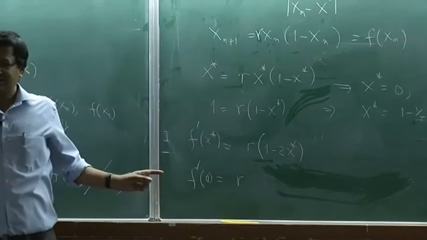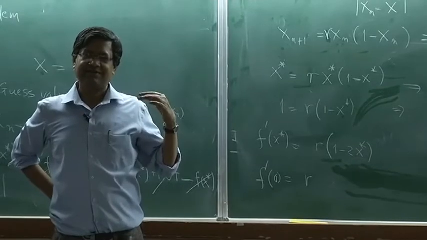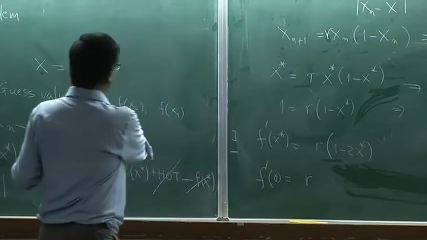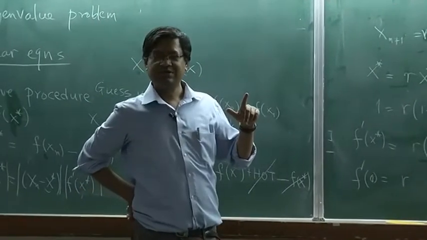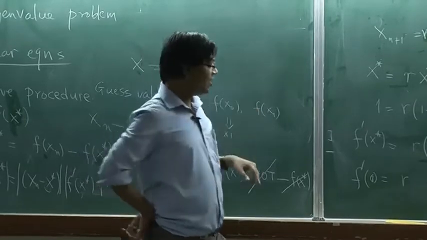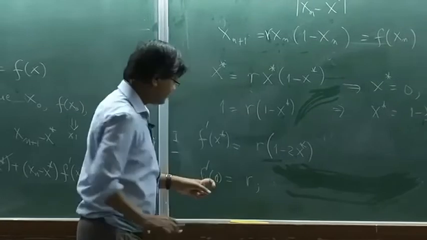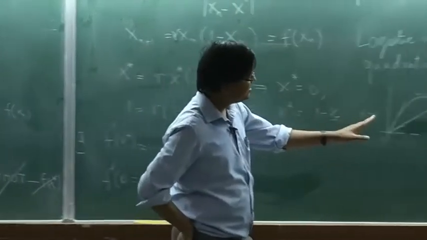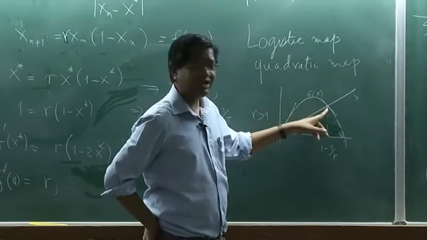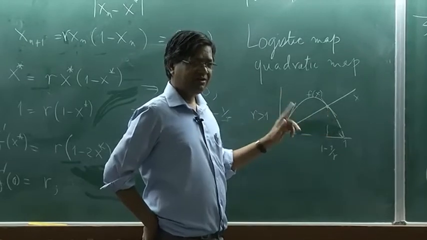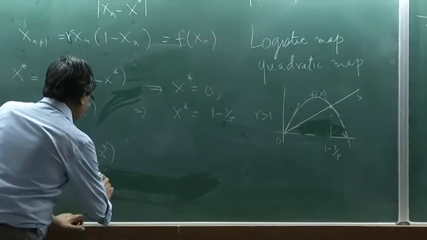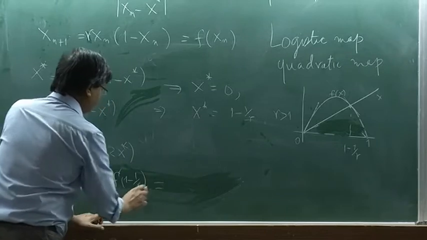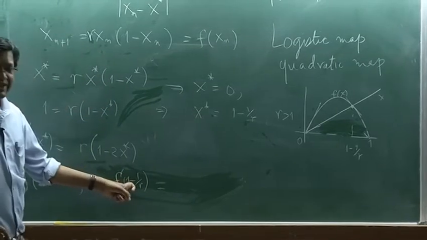For r less than 1, 0 is a stable fixed point. So if I start this process, I will converge to 0. However, for r greater than 1, this is unstable. It will take you away from 0, and bring you here, until when? So let's figure it out. Now f prime of x star, where x star is 1 minus 1 by r. So I have to put in the value of x star, this value.